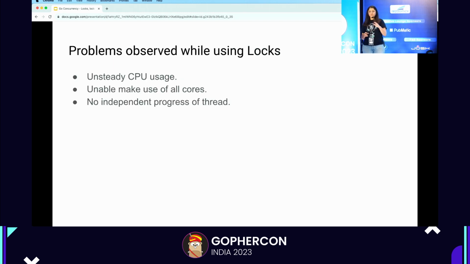So yeah, we saw all the locking design patterns, but there are still some problems. We optimized a lot, but there are still a few problems which we observed in our system. One of them is unsteady CPU usage. So why is this? Imagine that same thing, right? Multiple threads, all sleeping, staying idle at the same time. CPU is not getting used altogether. And once the gate opens, everything flushes out together. So there is unsteady usage, plus there is a spike.